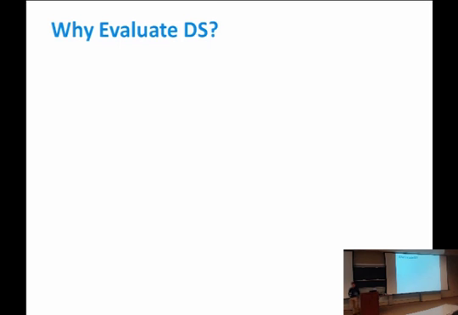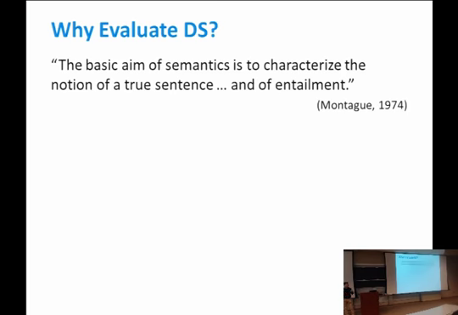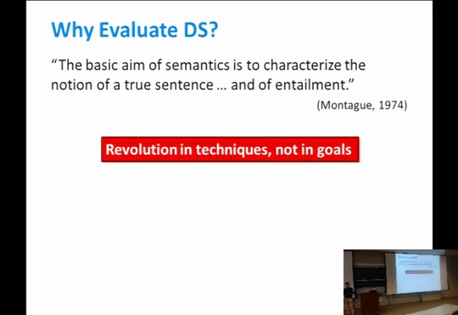Okay, so the first question to ask is why evaluate DS models at all? So we've already seen that these compositional DS methods can help improve automatic summarization, and so isn't that enough? So then to answer this, let's go back to this quote by Montague, that the basic aim of semantics is to characterize the notion of a true sentence and of entailment. So in other words, while there's been a revolution in the techniques that's being used in semantics, in that we have lots of great statistical techniques that can help us get better accuracies and generalize better and so forth, that doesn't mean that there's been a revolution in the goals of semantics. So we still really care about inference.